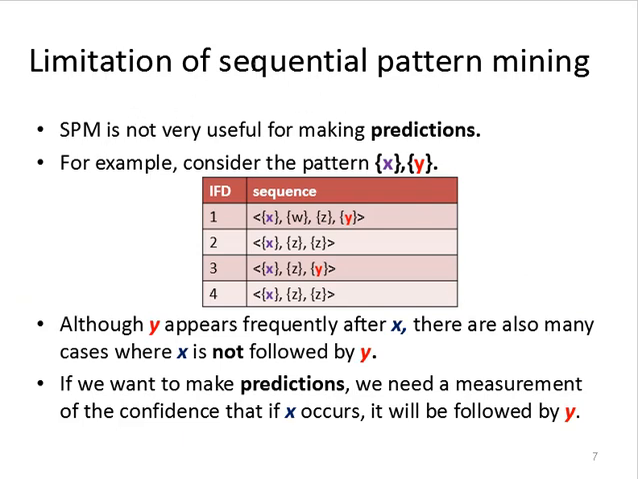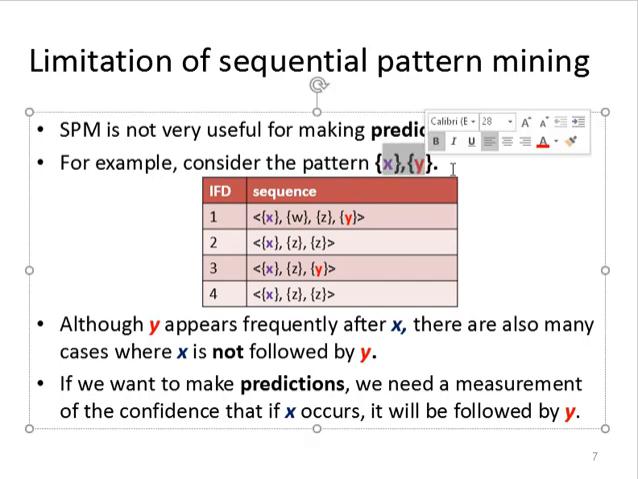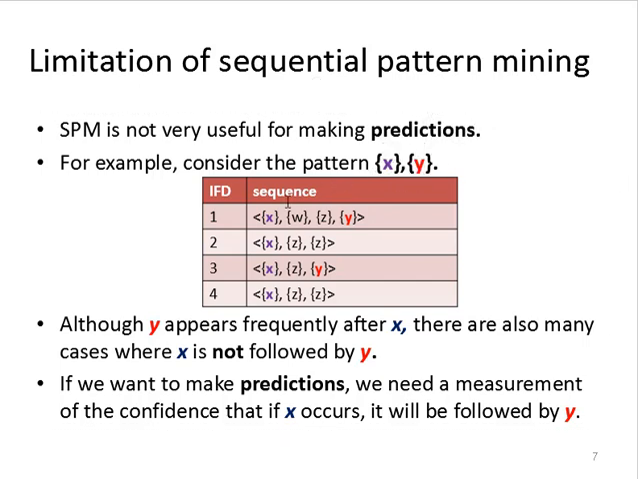Actually, sequential pattern mining is not very useful to make some prediction. For example, consider we have a pattern X followed by Y. This pattern can appear many times in a database, as you can see here on my slide. So we have X followed by Y, X followed by Y twice. So maybe we think that X followed by Y appears many times in the database. So if we have X, we should predict that Y will appear after.